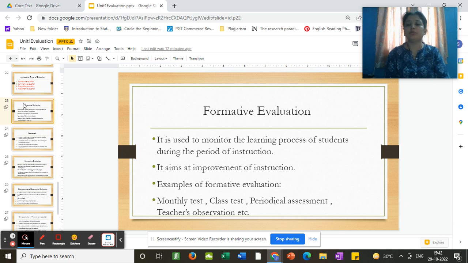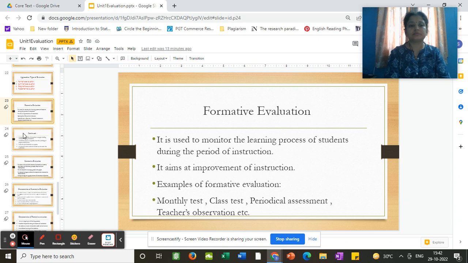Formative evaluation is used to monitor the learning process of students during the period of instruction. Basically, formative evaluation is an evaluation which occurs during the coursework or during the instruction of the course. It basically aims at the improvement of instruction. Examples of formative evaluation can be monthly tests, class tests, periodical assessment, teachers' observation, classroom observations, etc.